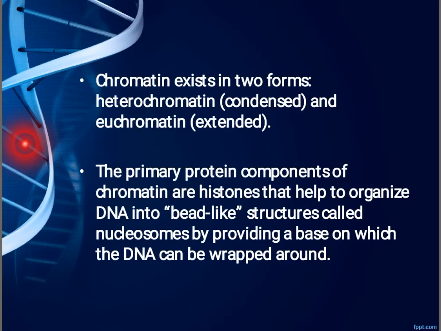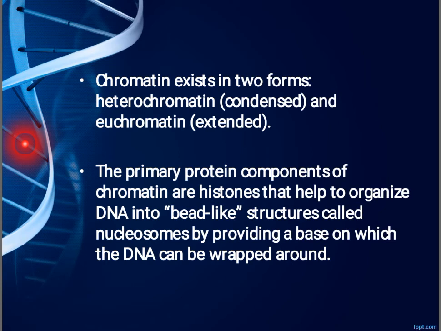Now we will move again with few aspects of chromatin. As said earlier, chromatin exists in two forms. The first one is heterochromatin and second one is euchromatin, and this is also called as condensed and extended chromatin. The primary protein component of chromatin are known as histones, which help to organize DNA into bead-like structures called as nucleosomes.